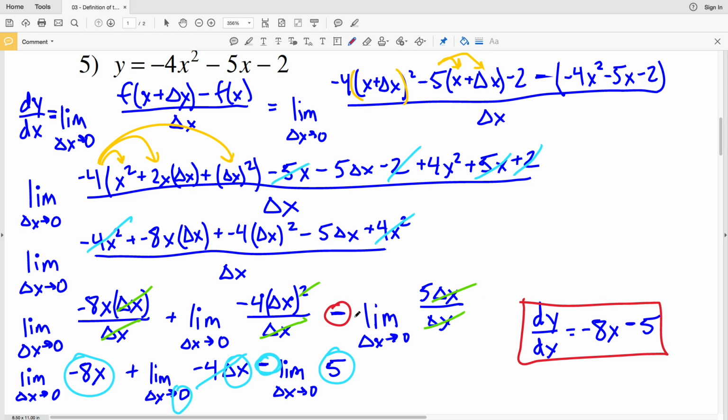And an easy way to avoid subtracting a limit is to add that limit, but make sure that this negative was associated with the 5. Then you would be adding, but subtracting worked in this case because I knew it was going to be a constant. Now on to number 6.